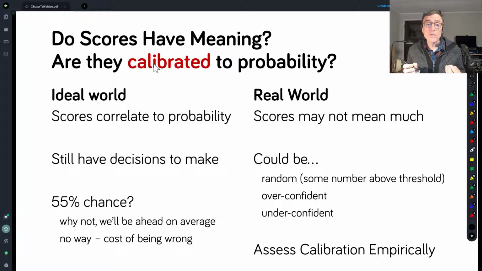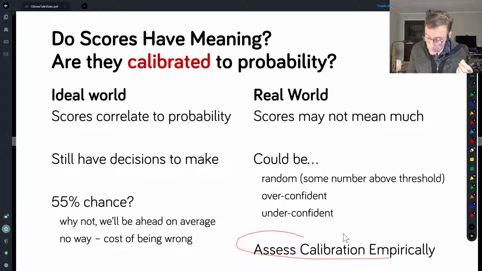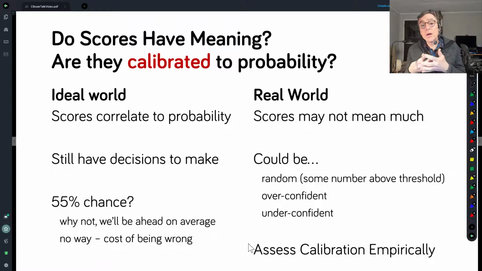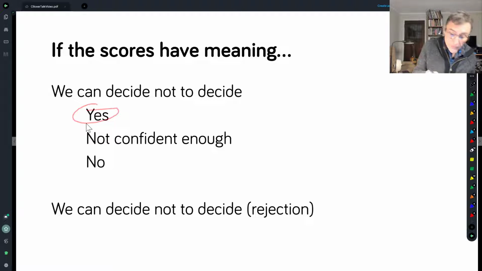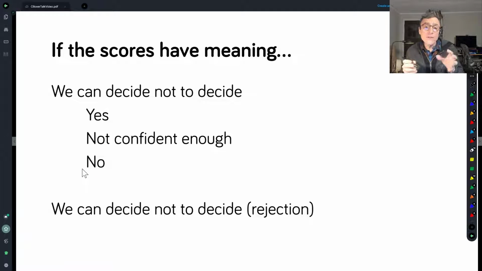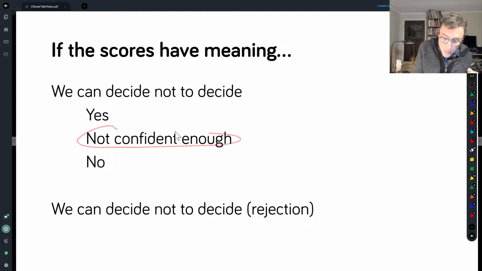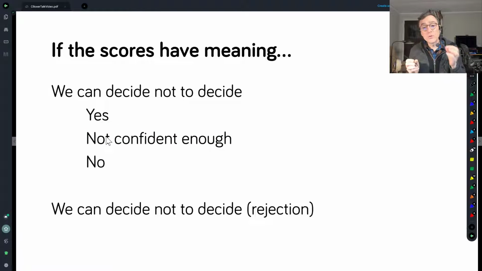Therefore, when you have a classifier, you must assess the calibration empirically. That means we need to check on actual examples to see how well the classifier does and whether the scores actually correspond to probabilities. Now, if the scores do have meaning, we can use them to make a three-way decision. If we're very confident, we could choose yes or no. But if our confidence is not so high, if it's in the middle and it could go either way, we could decide that we're not confident enough to make a decision. In machine learning terminology, this is called rejection, because we're going to reject the opportunity to make a decision. It's basically saying no decision.